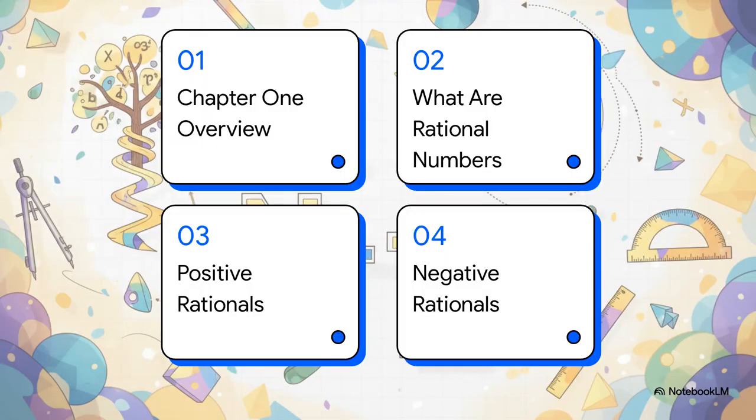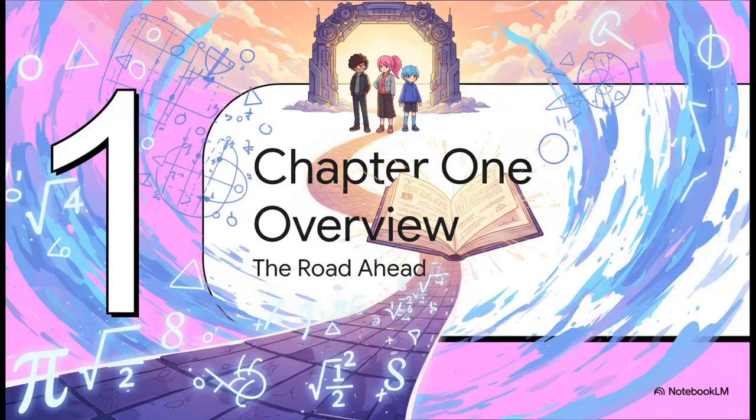Here is our roadmap for today. We've got a quick Chapter 1 overview, then we'll define exactly what rational numbers are before breaking them down into positive and negative categories. Simple as that. Section 1. Chapter 1 Overview.